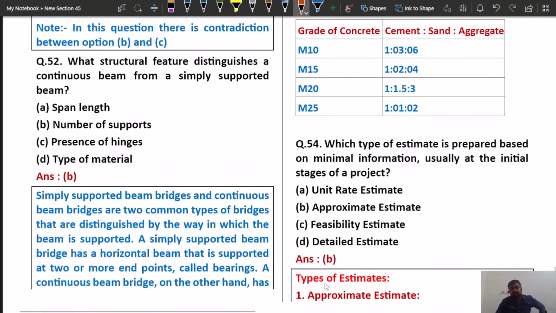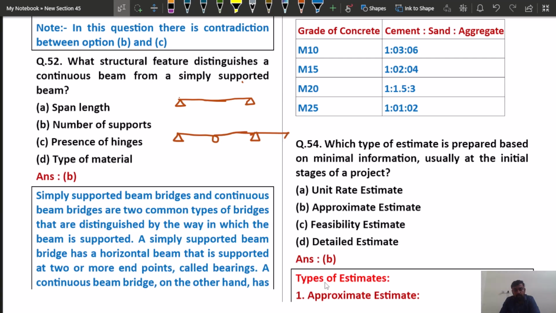What structural feature distinguishes a continuous beam from a simply supported beam? So how we will analyze whether this is a continuous beam or a simply supported beam? In a simply supported beam, you can see these two supports are given, but in the continuous beam, the number of supports varies. So correct option will be number of supports.